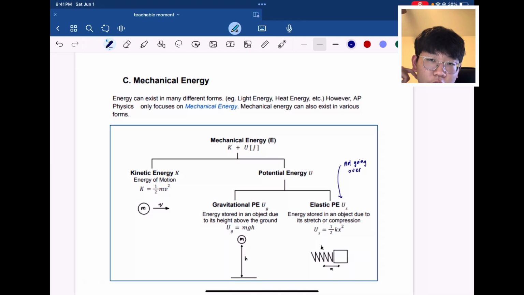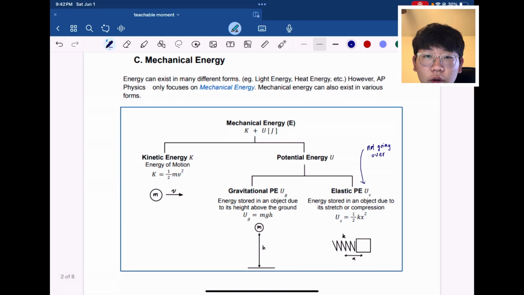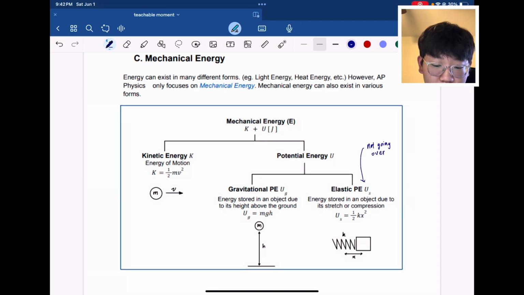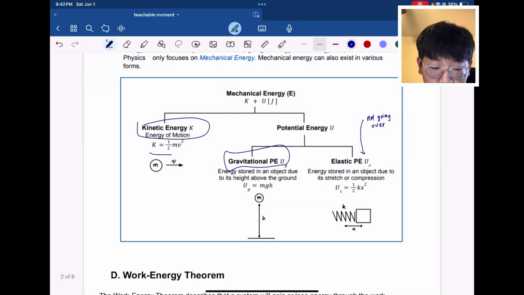Before I go over the third equation, I just want to talk a little bit about what mechanical energy is. Energy can exist in many different forms like light or heat energy, but in AP Physics C, we only focus on mechanical energy, and it can also exist in various forms. Today I'm only going to go over linear kinetic energy and gravitational potential energy. I'm not going to talk about elastic potential energy or rotational kinetic energy because then the video is going to be so long. And these are just the equations.